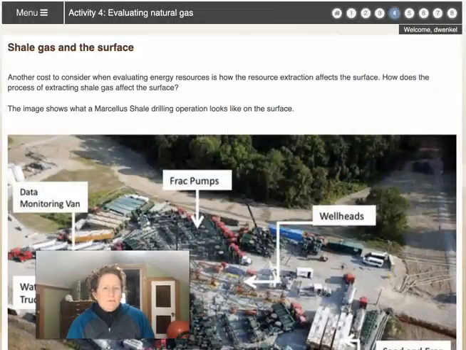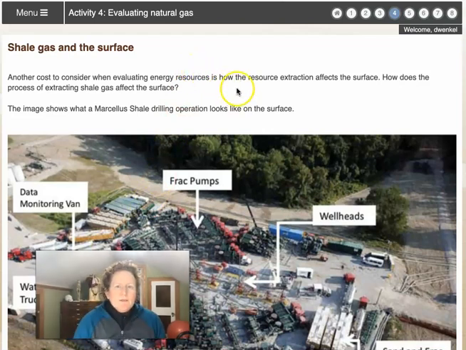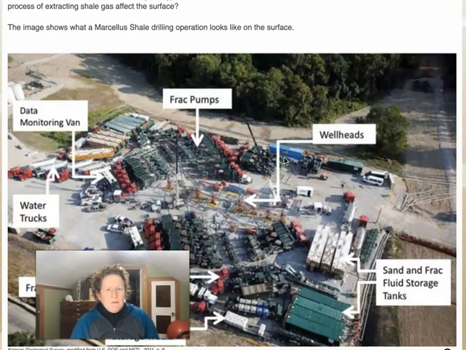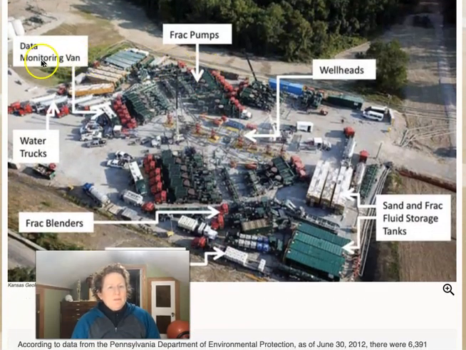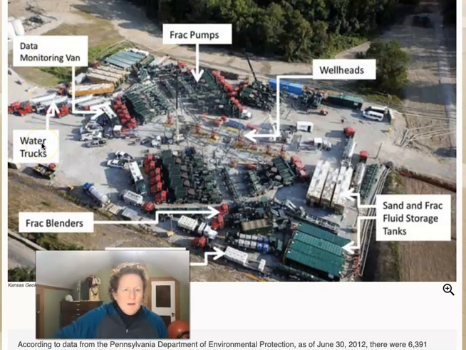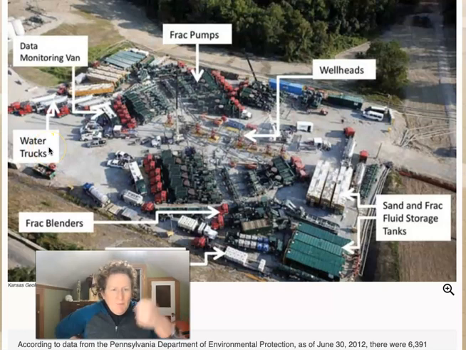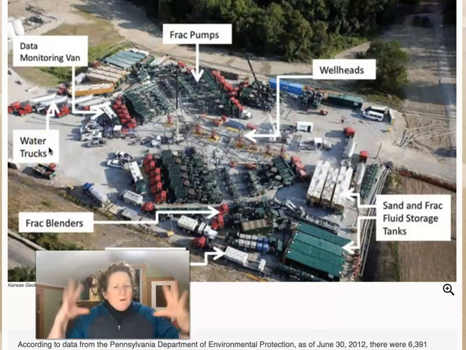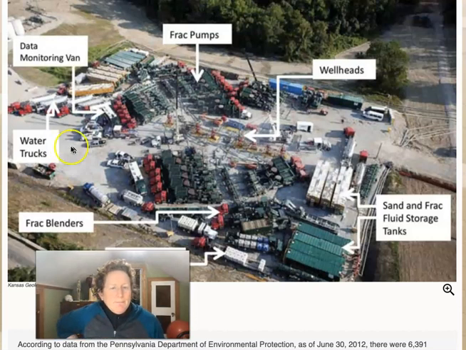Another cost to consider when evaluating energy sources is how the resource extraction affects the surface. How does the process of extracting shale gas affect the surface? The image shows what a Marcellus shale drilling operation looks like on the surface. This is probably satellite data. There's some frac pumps, there's a data monitoring van, there's some water trucks that might be bringing in water to pump down the well, or pump down the pipe where they're trying to burst open the cracks after they explode things.